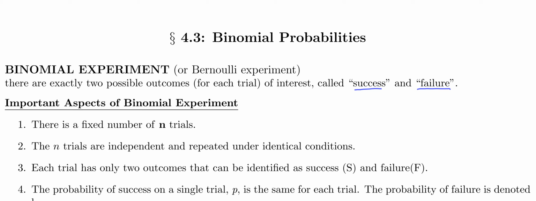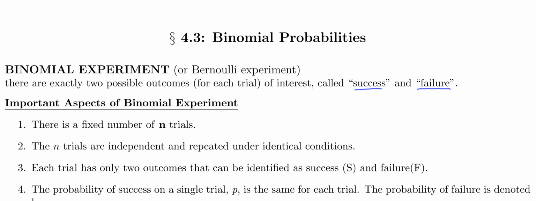For a binomial experiment, there's always a fixed number of trials, n trials. The n trials are independent and they're repeated under identical conditions. Each trial has only two outcomes that can be identified as success and failure. Again, this means that we've identified some outcome as success and then every other outcome as failure.